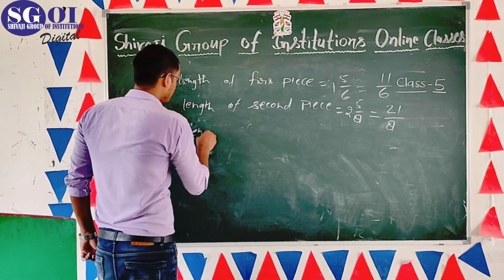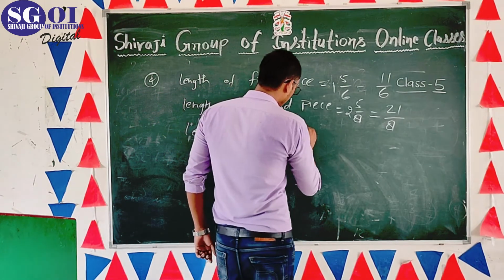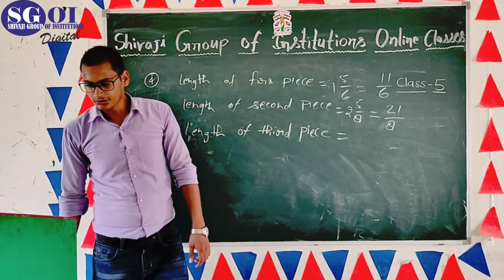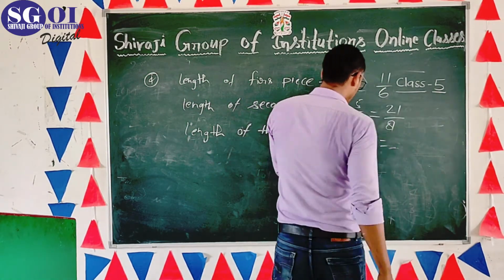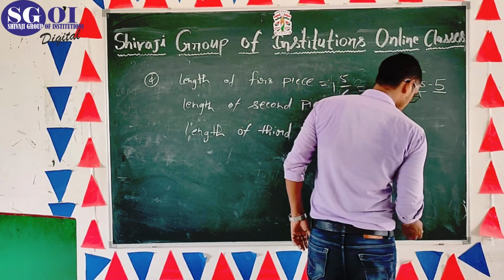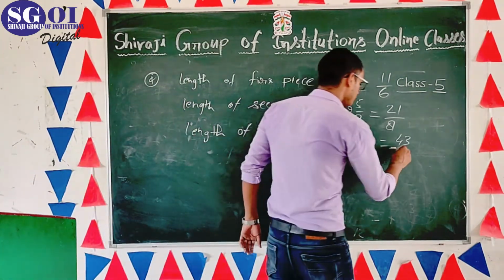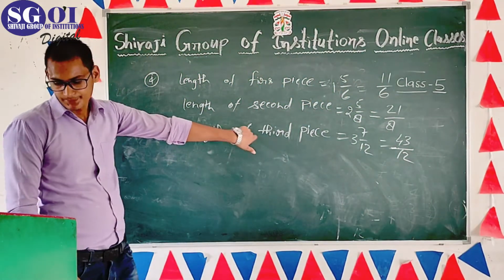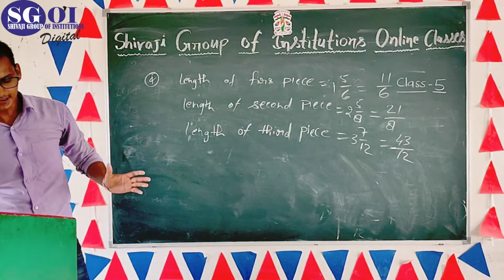And the length of the third piece is equal to 3 whole 7/12. 12 times 3 is 36, and 36 plus 7 is equal to 43/12. Now find what was the total length of the cloth purchased.